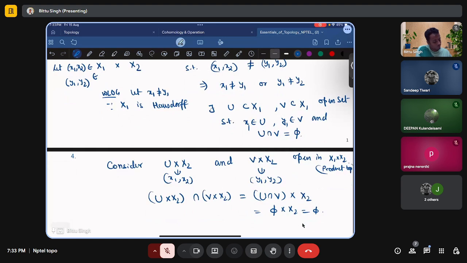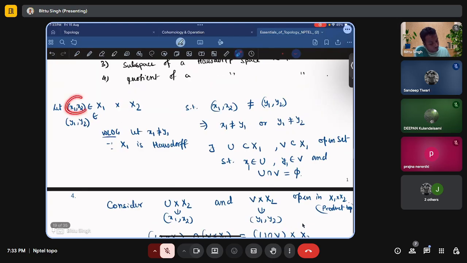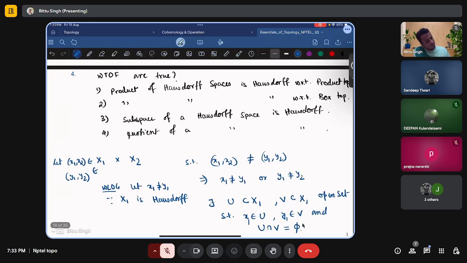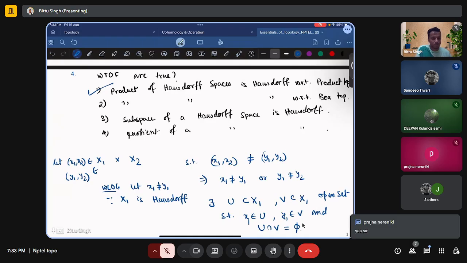We are able to find two open sets separating those two points. Is it clear? Yes, sir. So a product of Hausdorff spaces is Hausdorff.